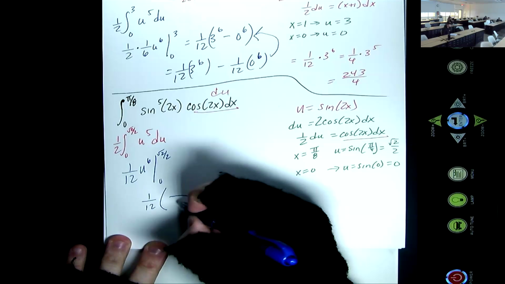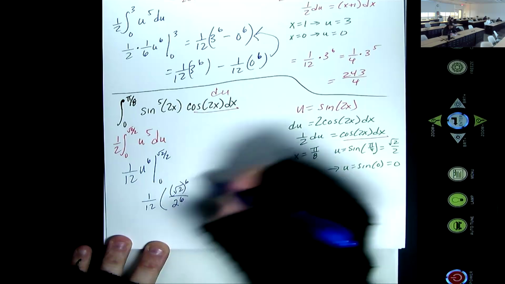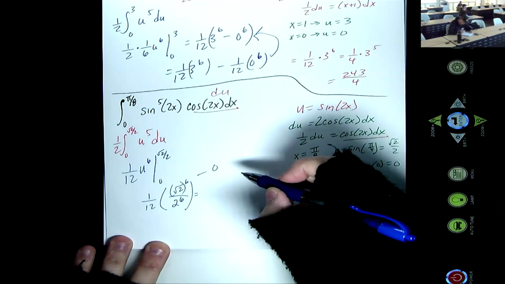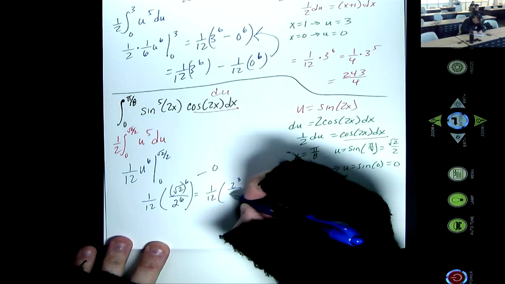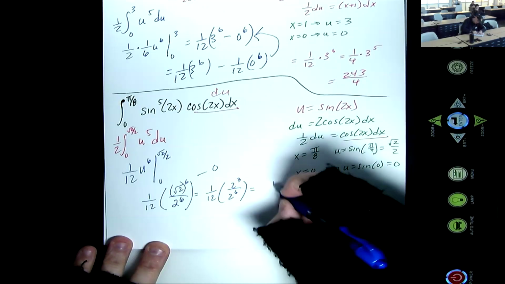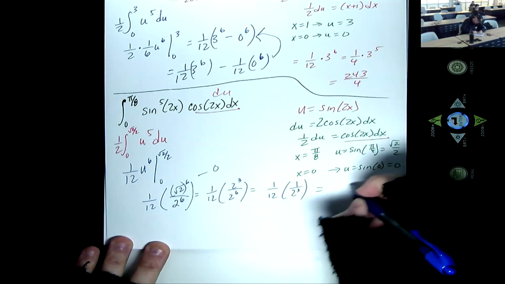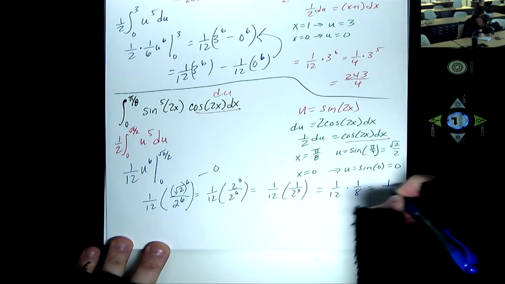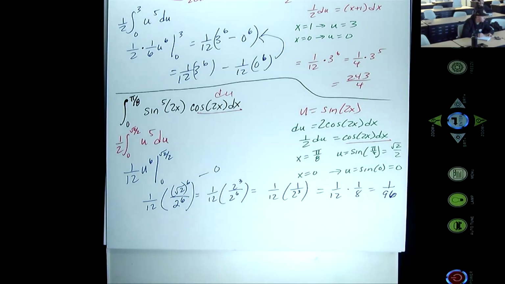So this is gonna be 2 to the 6th power and root 2 to the 6th power on top, minus a 0, of course. And rather than grabbing a calculator yet, that's 2 cubed over 2 to the 6th, which is 1/12 times 1/2 cubed, which is 1/8. 1/96. Bam.